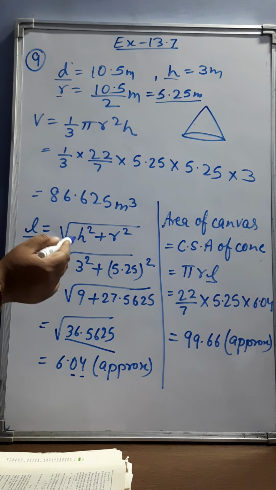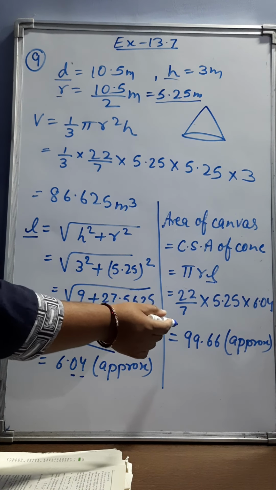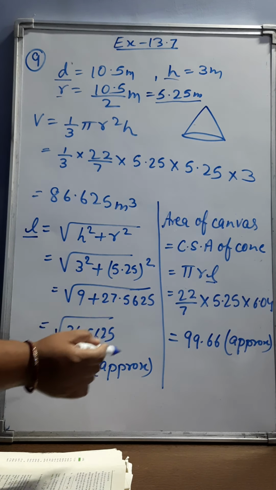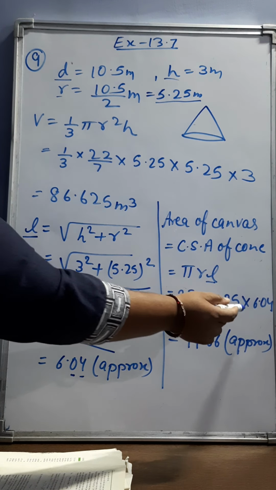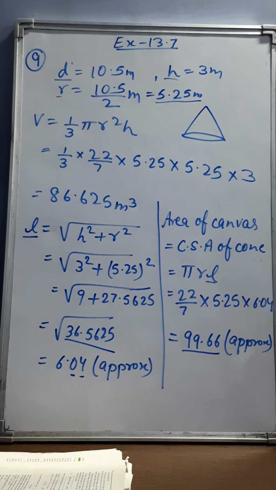Now we will calculate the curved surface area of the cone, which is pi rl. So 22 by 7 into radius 5.25 into slant height, which we have taken as 6.04, gives you approximately 99.66. So students, in this way the questions related to volume of cone from the NCERT book we have completed.